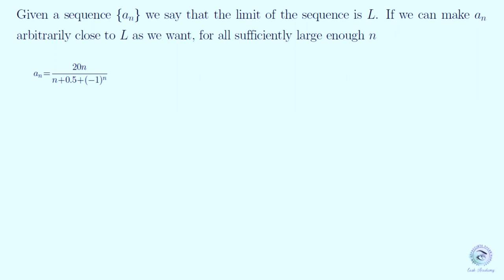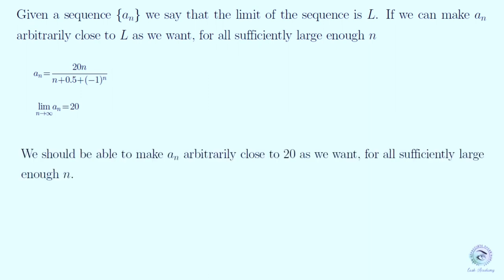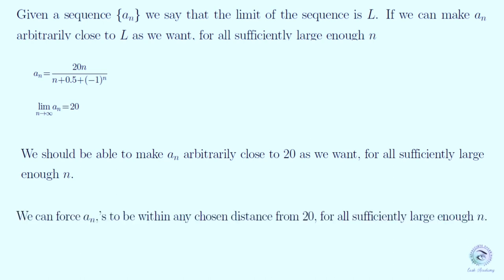From the previous discussion, we know that the limit of a_n is 20. Therefore, we should be able to make a_n arbitrarily close to 20 as we want for all sufficiently large n. We can describe the closeness of a_n to 20 by the distance of a_n from 20. Therefore, making a_n arbitrarily close to 20 means that we can force a_n to be within any chosen distance from 20 for all sufficiently large n.